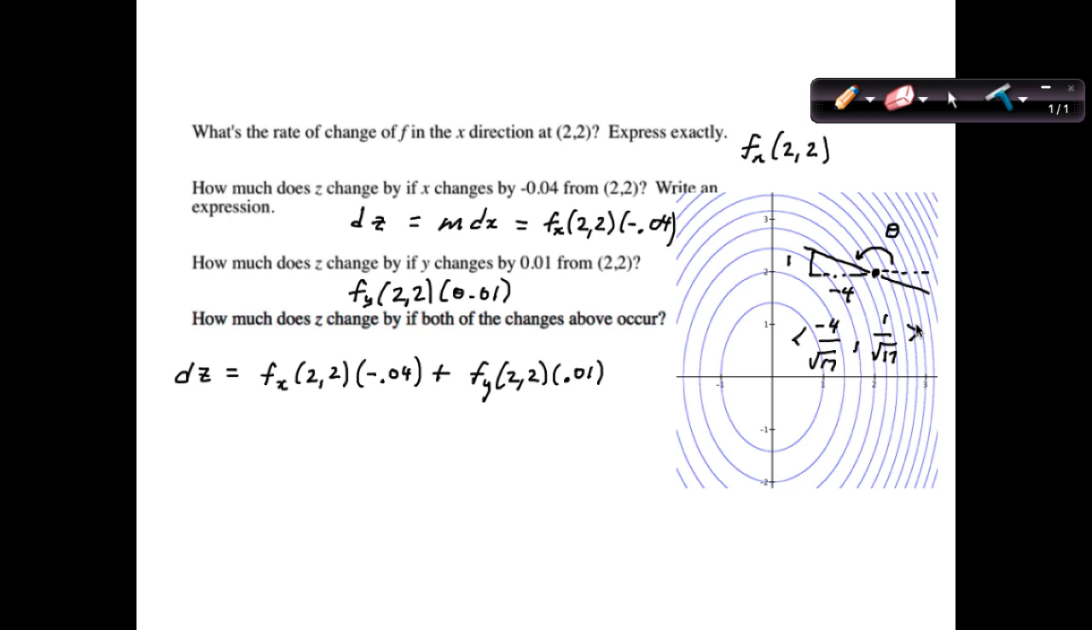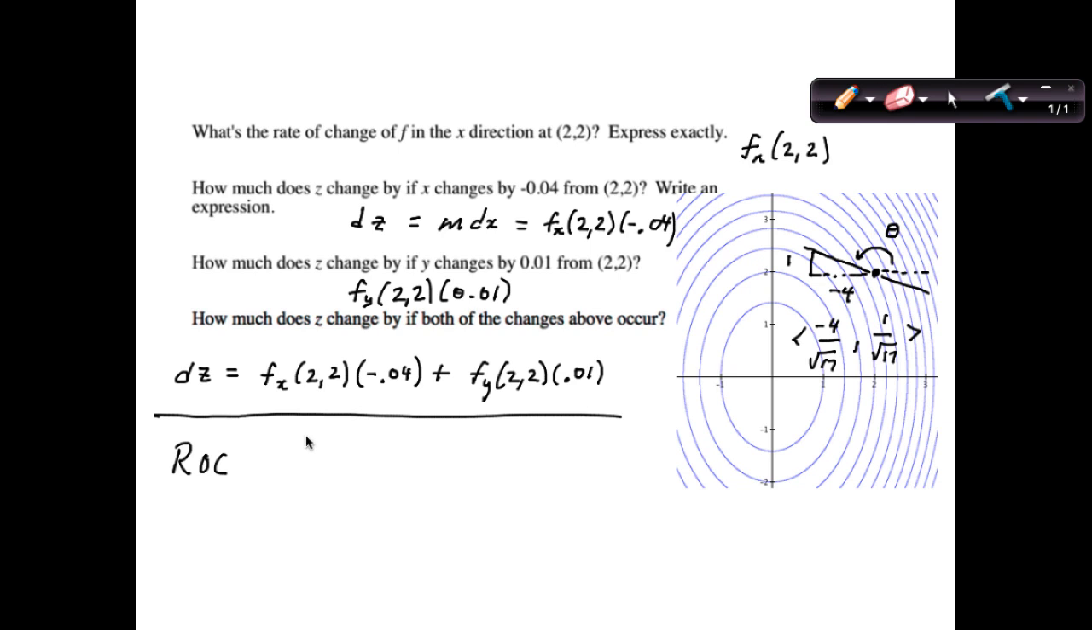So what if I want the rate of change in that direction, right? So I want the rate of change in that direction. So the rate of change would be what? It'd be the same dz as if I moved 1 unit in that direction, right? So if I move 1 unit in that direction, the dz that I would get would be the same as the rate of change in that direction. Does that make sense?